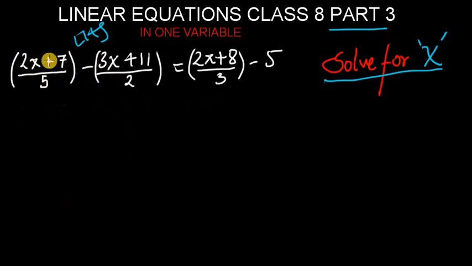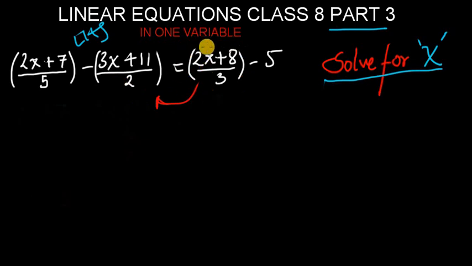So here is (2x plus 7) divided by 5 minus (3x plus 11) divided by 2 equals (2x plus 8) divided by 3 minus 5. Now we have to solve for x. So how can we do it? Our main goal is to shift the x terms to the LHS, and constants to the right hand side.